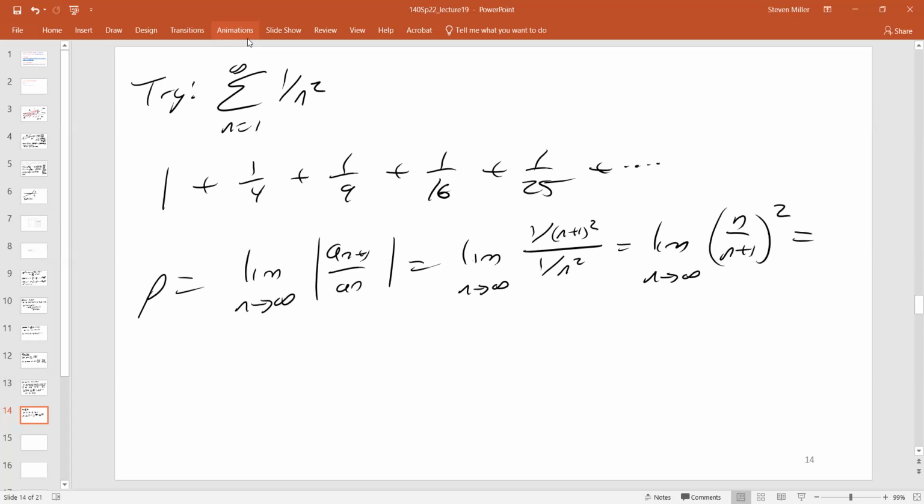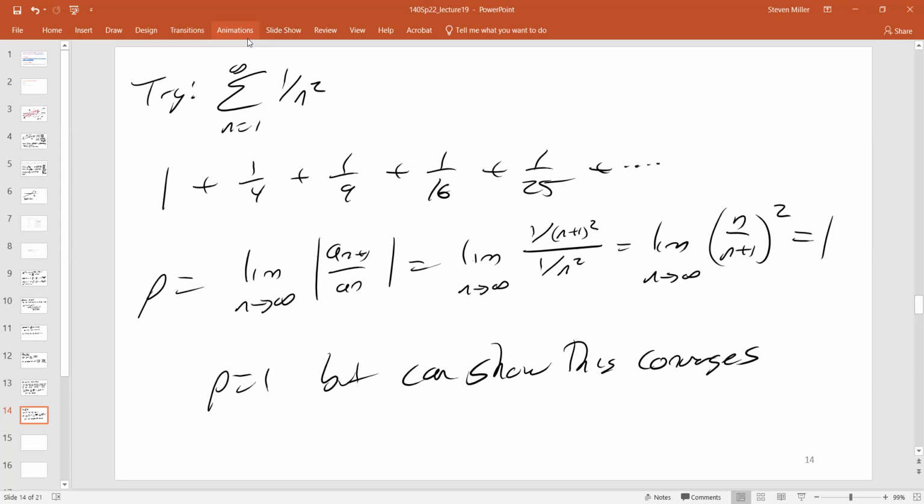What would that be? So what's the limit of n squared over (n plus 1) squared as n gets larger and larger and larger? 1. You know, we have a million over a million and 1 squared. Okay. I'm only raising it to a fixed power of 2. This is still going to be 1. So rho equals 1, but we can show this converges.